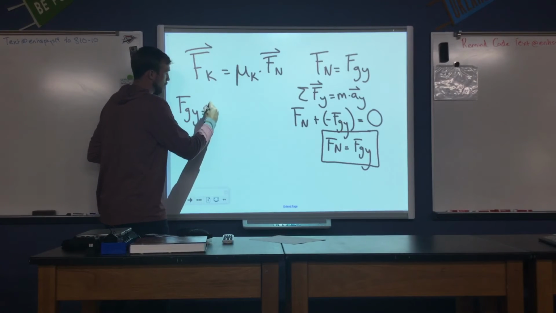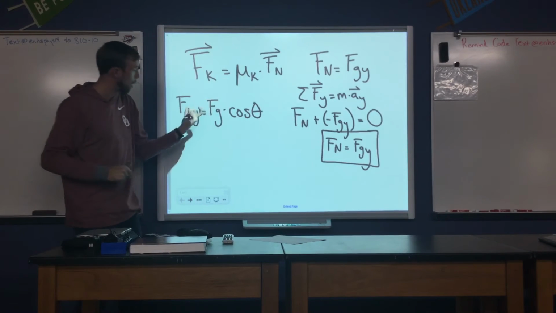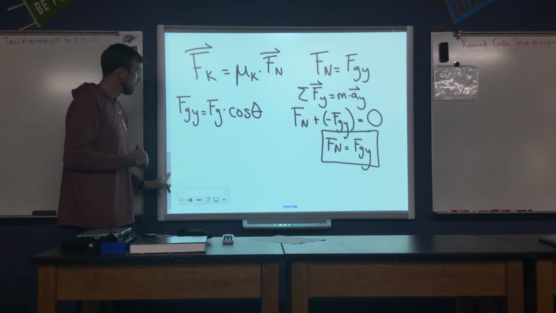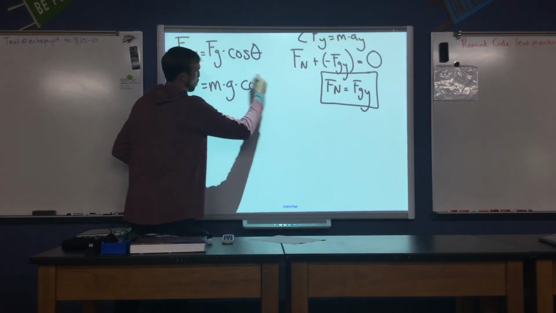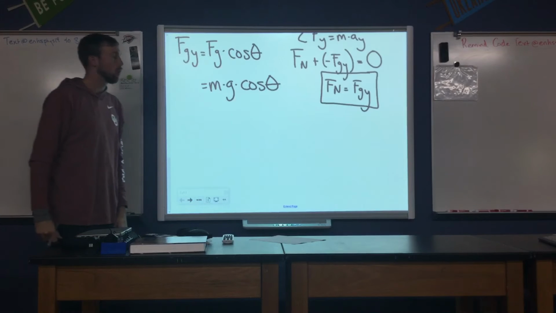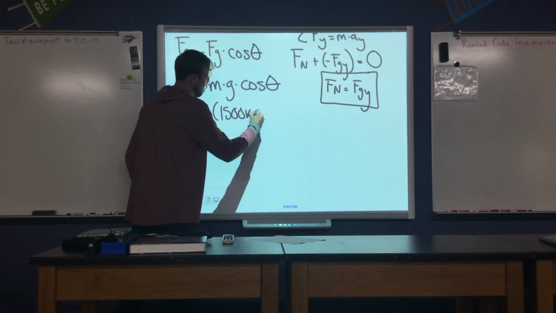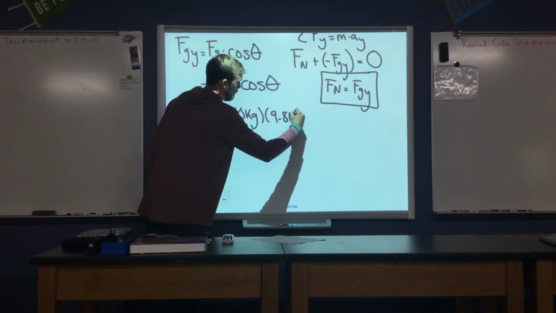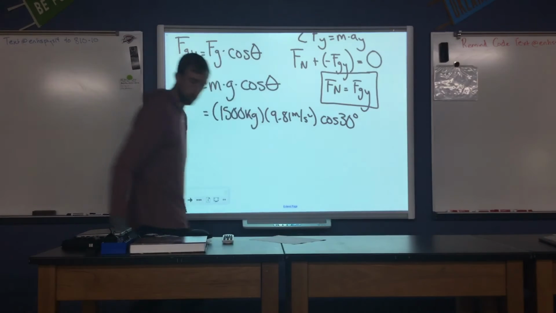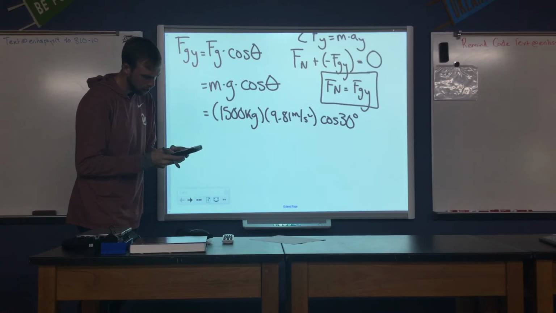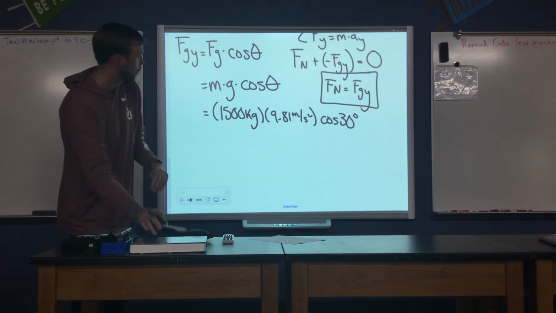We have an equation for that. That's just going to be our force of gravity multiplied by cosine of our angle, because the y component is adjacent to the angle we have. So to find our y component, we just take the mass of our object multiplied by g for the Earth times cosine of our angle theta. So mg cosine theta. So we've got 1,500 kilograms times 9.81 meters per second squared multiplied by cosine of 30 degrees. So we'll plug our values in: 1,500, 9.81, cosine of 30. So we get about 12,744.